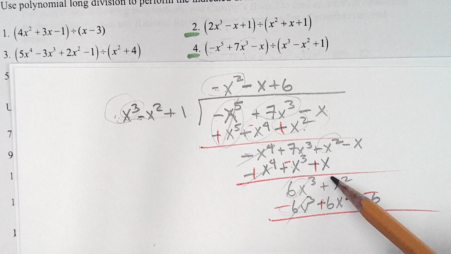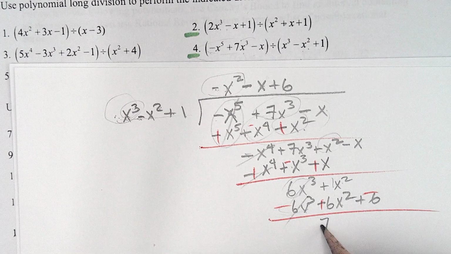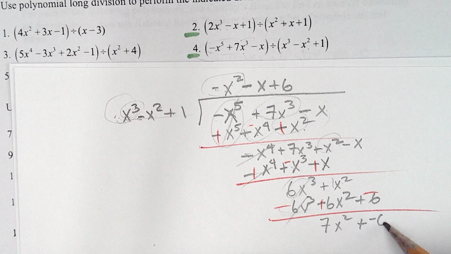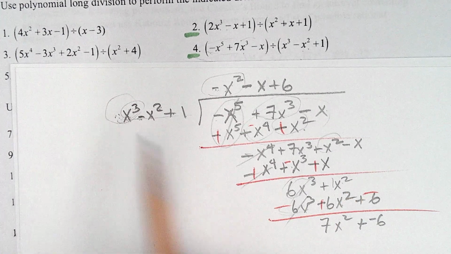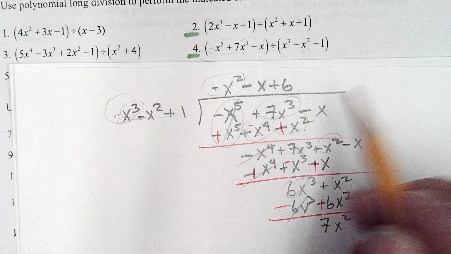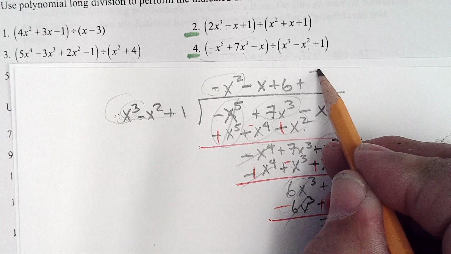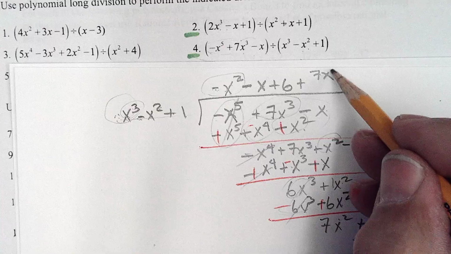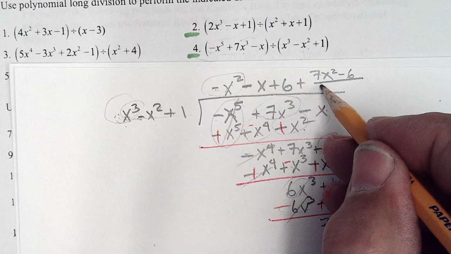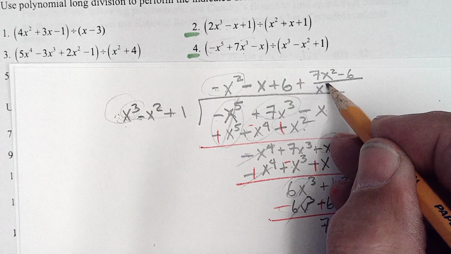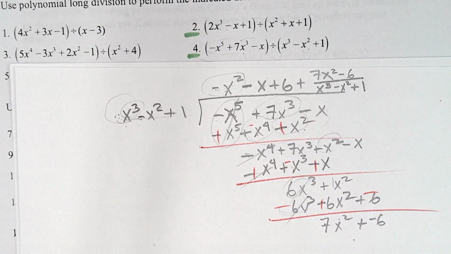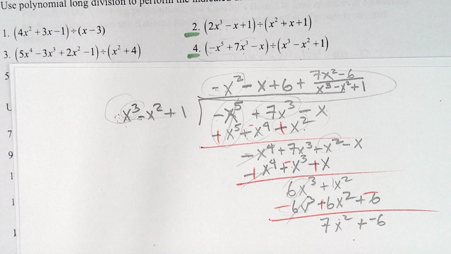These are both x squared. 1 and 6 are 7x squared plus negative 6. X to the third does not go into x squared. That's my remainder. So we go plus 7x squared minus 6 over what we were dividing by, over our divisor, x to the third minus x squared plus 1. That's the answer.